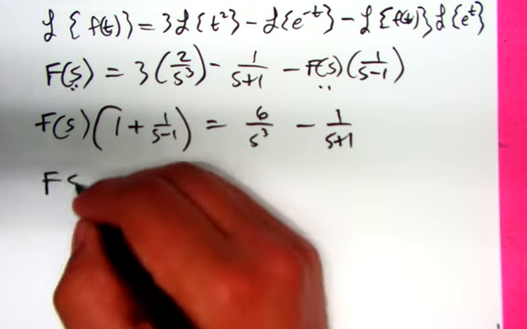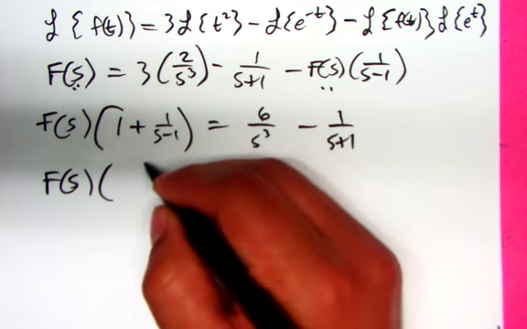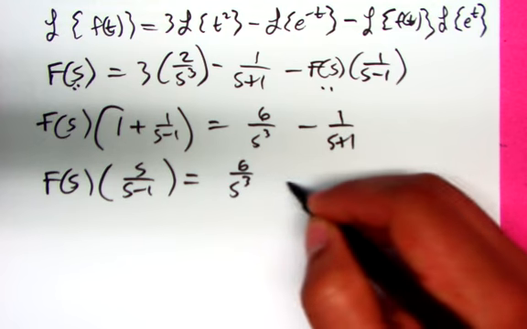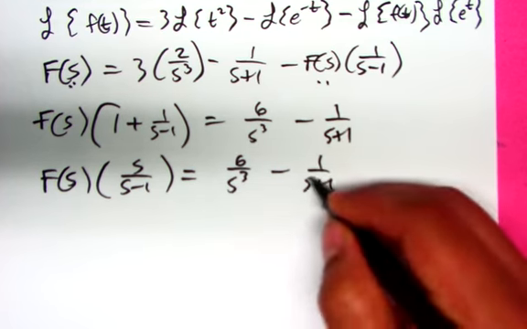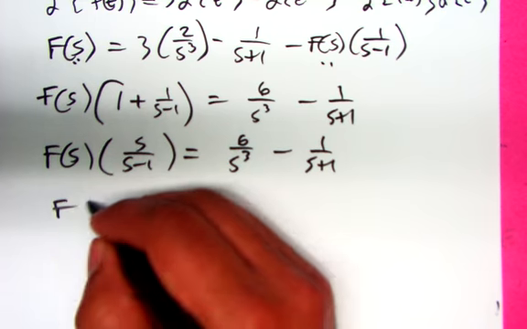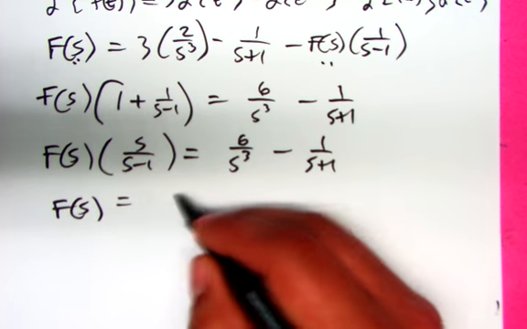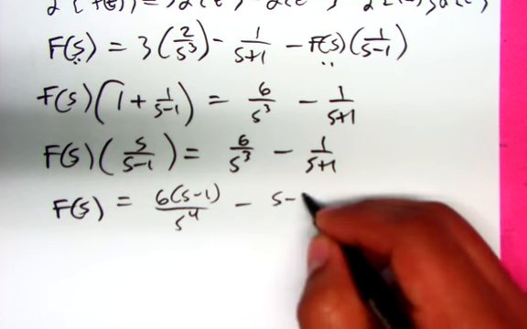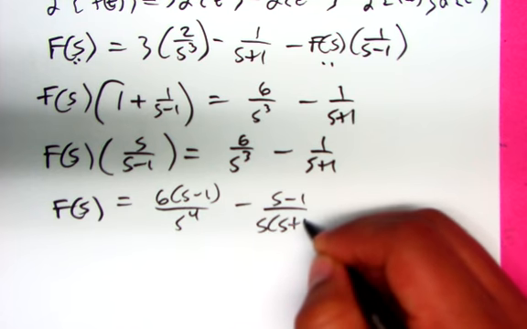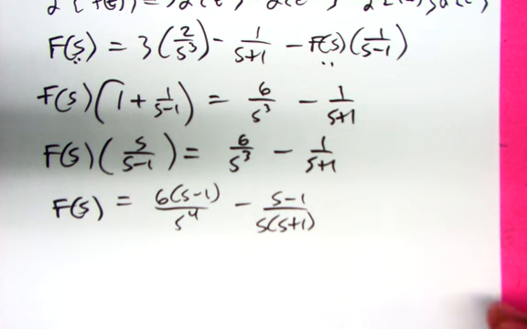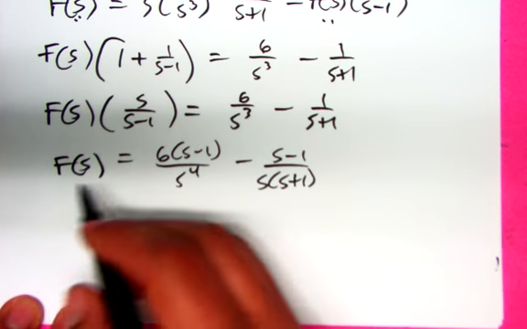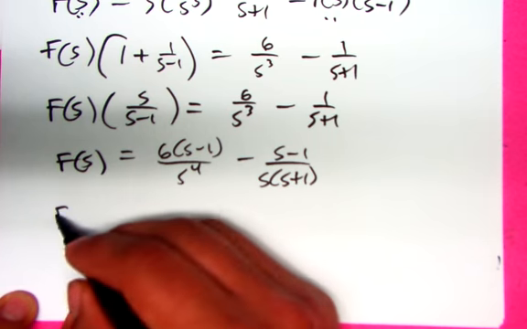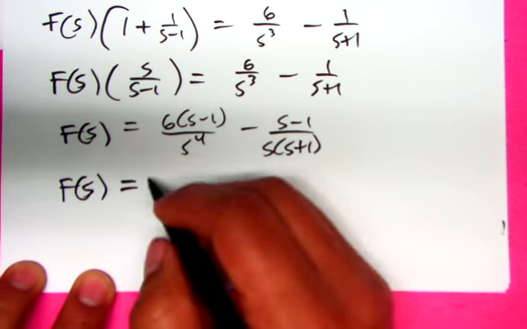I'll just combine this to make it one term, s over s minus 1. Multiply by the reciprocal, so now we have 6 times the quantity s minus 1 over s to the 4, minus s minus 1 over s times s plus 1. Can you just leave it? Well, because we're looking for f of t, yeah. So I'll save us the time, but we won't do the partial fraction decomposition. I'll just tell you what it is.